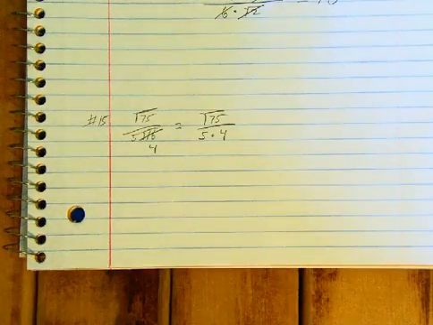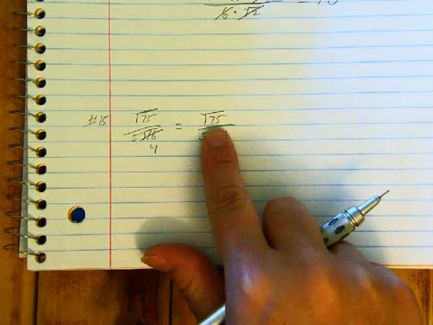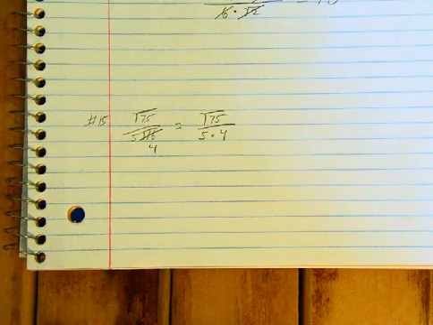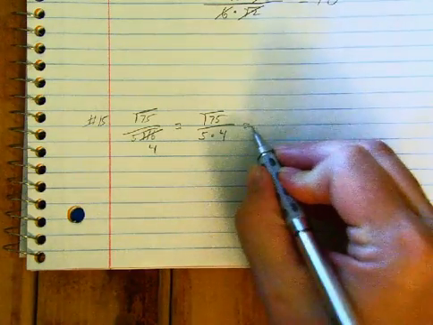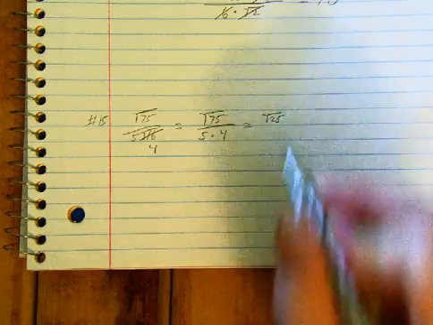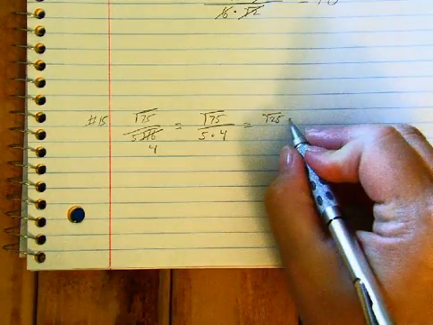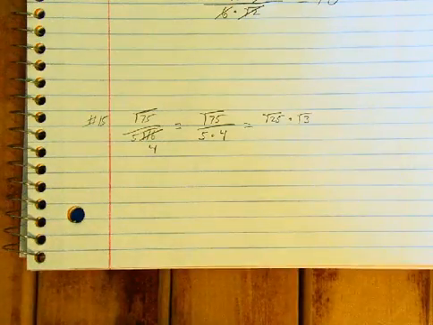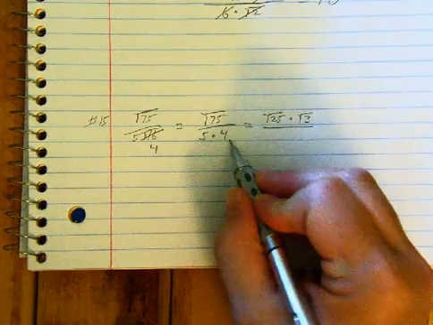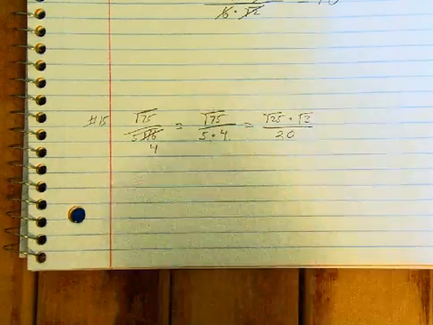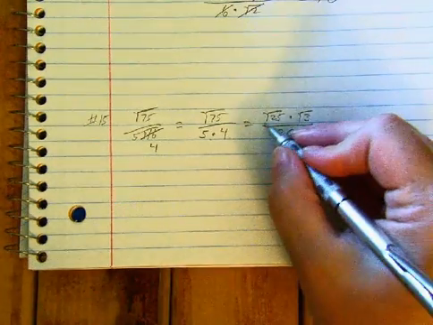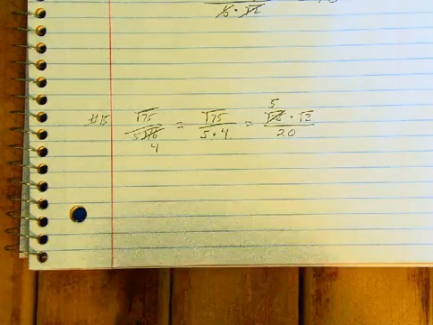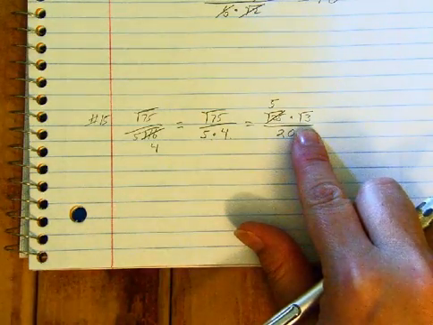The next thing I'm going to do is I'm going to look at that square root of 75 and say, okay, are there any perfect squares that are factor pairs of 75? Well, I know that there's one. 25 is a perfect square. 25 times 3 would give me 75. So that would be square root of 25, square root of 3, over 5 times 4 is 20. So square root of 25 becomes 5. And then the square root of 3 is still there.